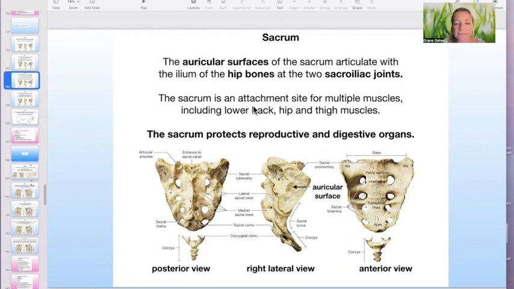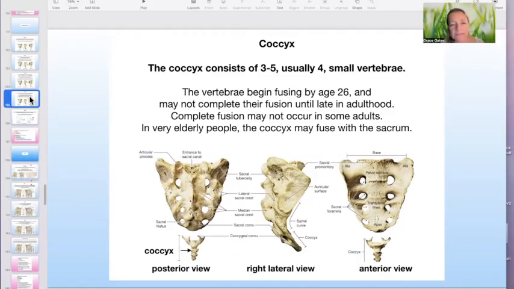The sacrum is an attachment site for multiple muscles, including the lower back, hip, and thigh muscles. The sacrum protects reproductive and digestive organs. The coccyx consists of 3 to 5, usually 4 small vertebrae. The vertebrae begin fusing by age 26 and may not complete their fusion until late in adulthood. Complete fusion may not occur in some adults.